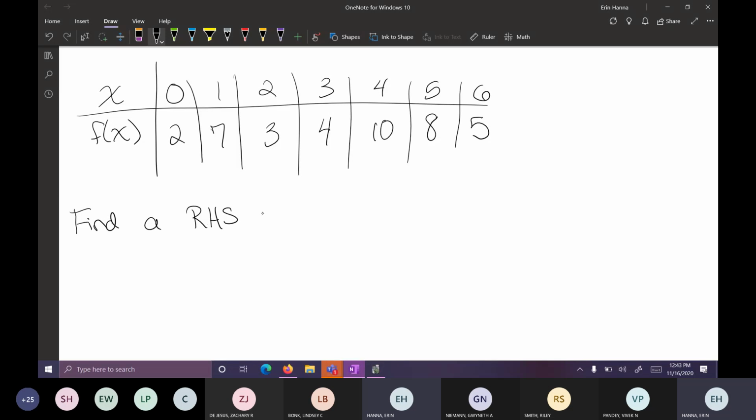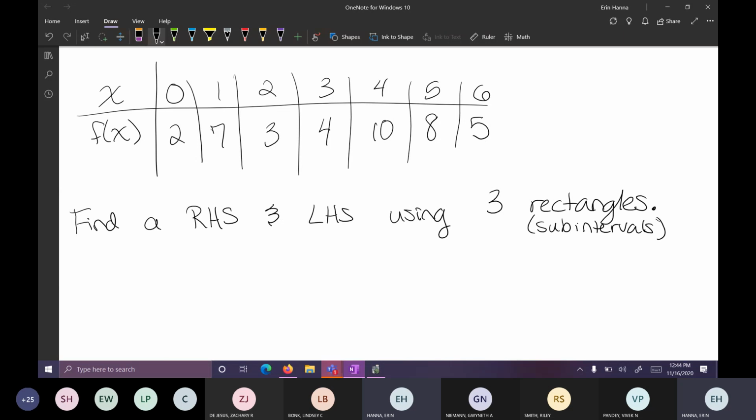Let's do a right-hand sum and a left-hand sum, using, let's use 3 rectangles. Remember, rectangles and subintervals, that wording is kind of interchangeable. Now we need to be careful because sometimes with these tables, like this one that I just wrote, you don't need to use all of the values. So I'm asking us to use 3 rectangles here.